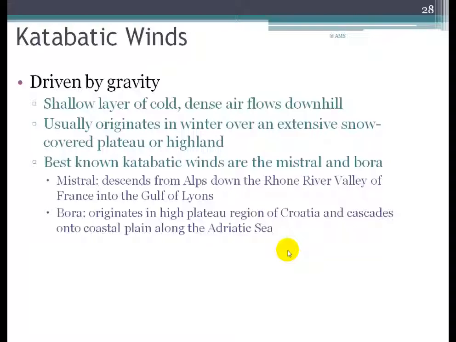Places that experience catabatic winds are the Mistral and the Bora. The Mistral are in the Alps, very high mountains in Europe, that flow down the Rhone River Valley in France. And then the Bora are in the high plateau region of Croatia that again flow down that topography onto the coastal plain by the Adriatic Sea. So you can read more about those in the textbook.